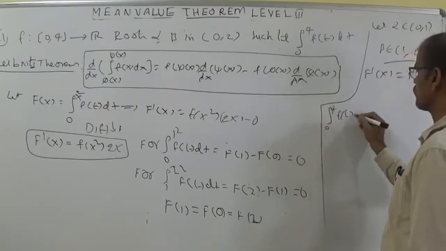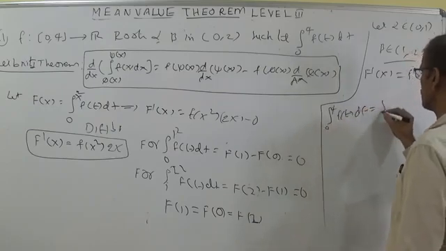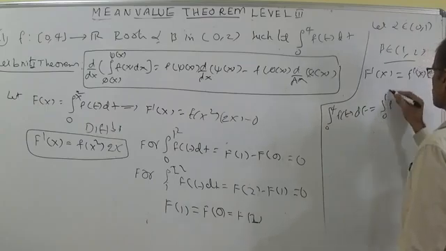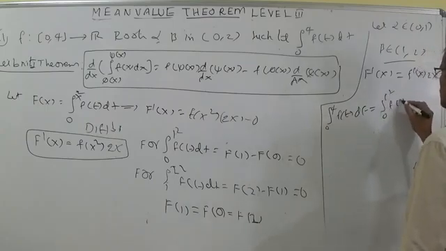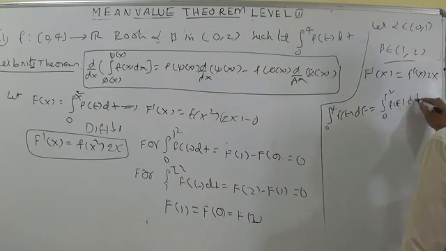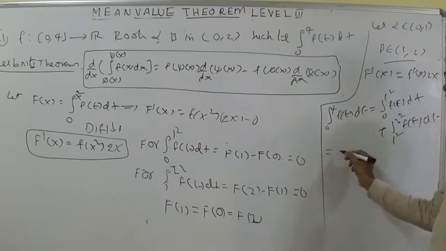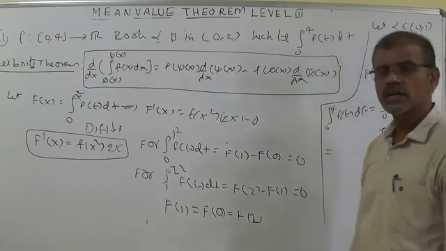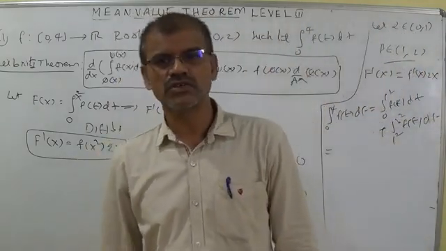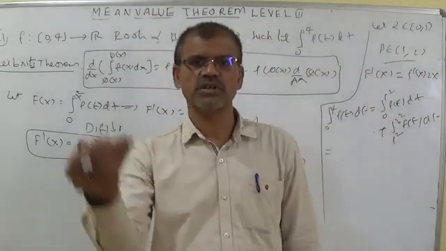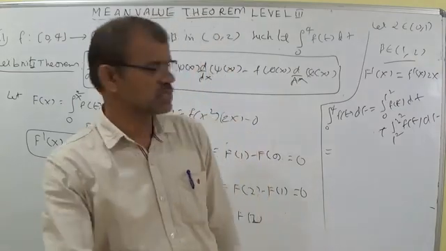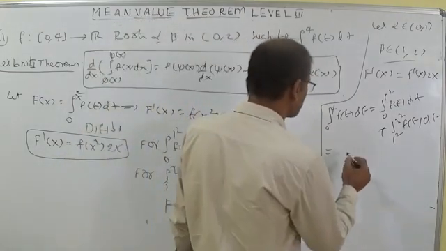Integral 0 to 4 f of t dt is equal to integral 0 to 1 square f of t dt plus integral 1 square to 2 square f of t dt. Previously I said the formula: integral a to c f of x dx is equal to integral a to b f of x dx plus integral b to c f of x dx. Like that we split the term.